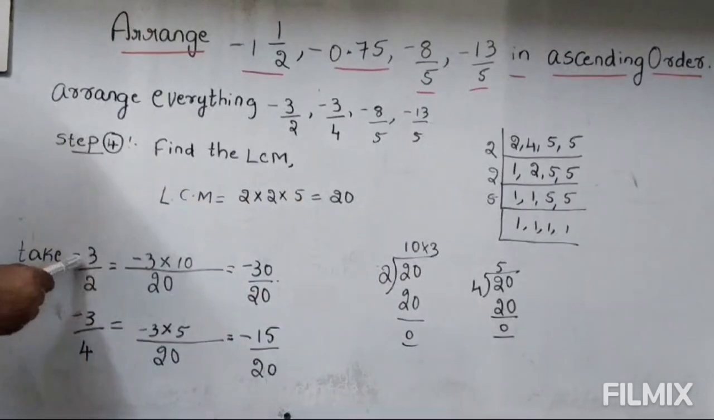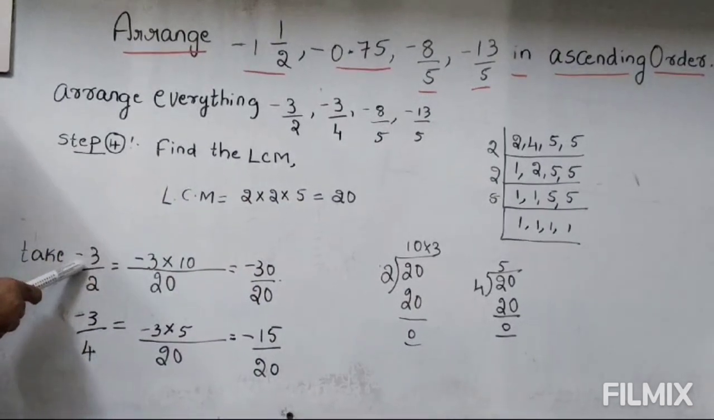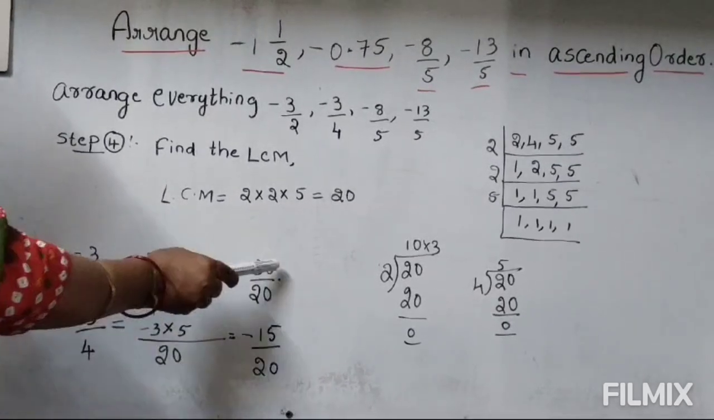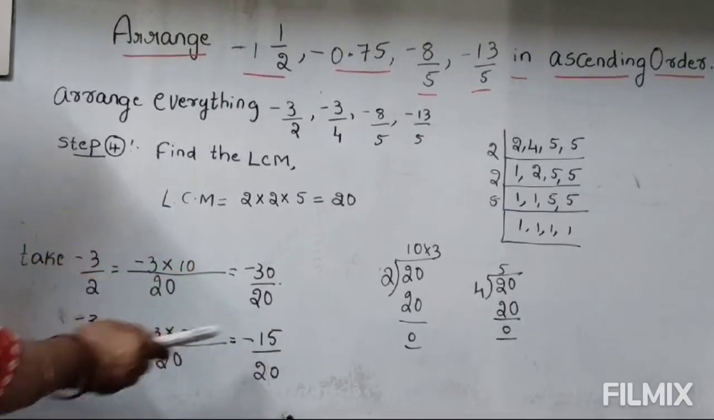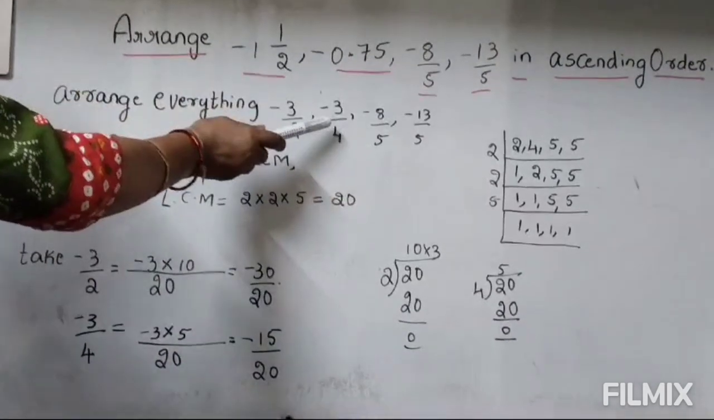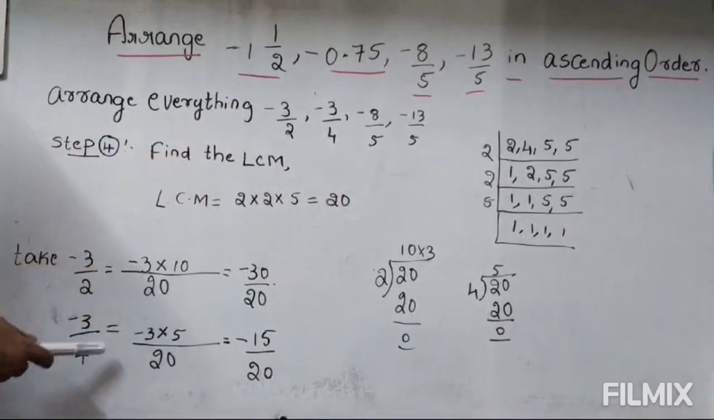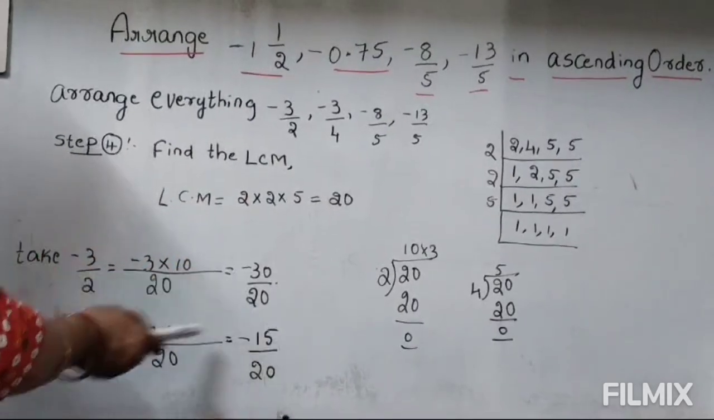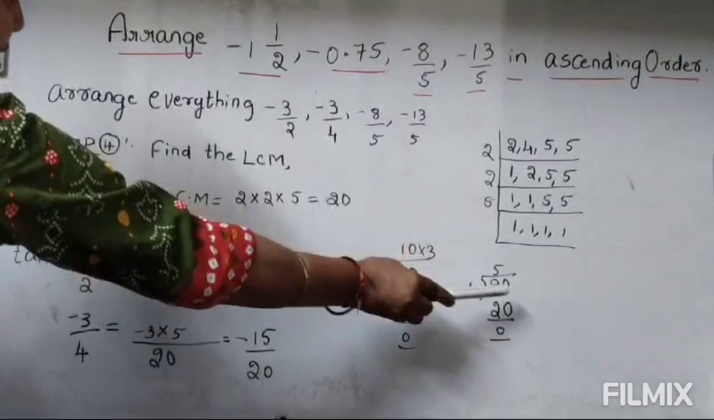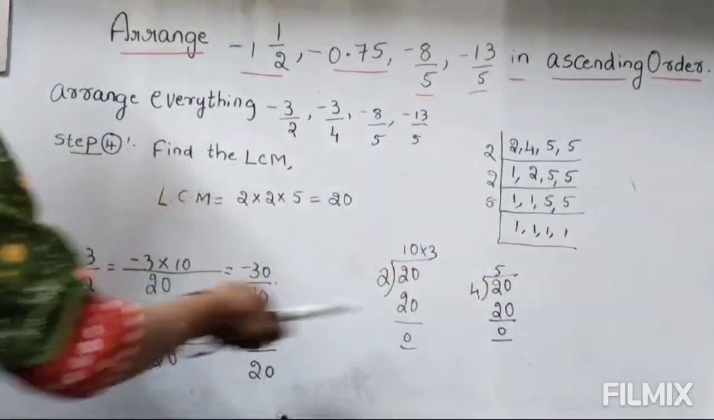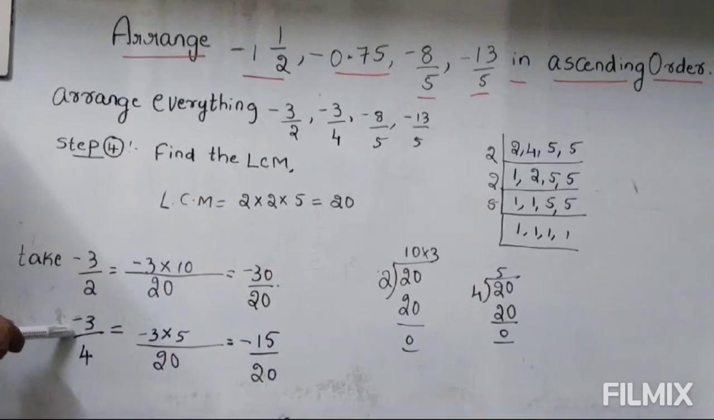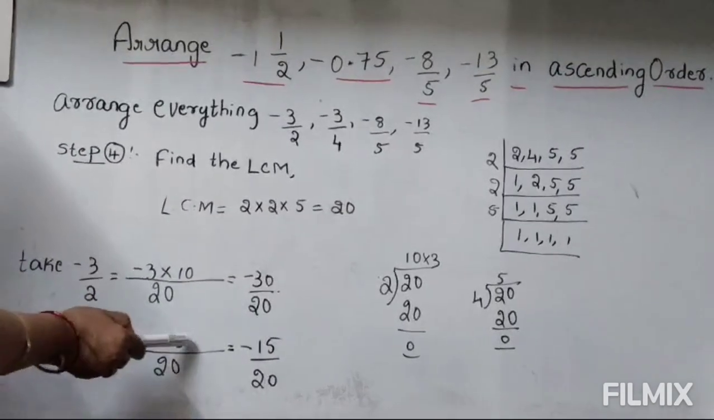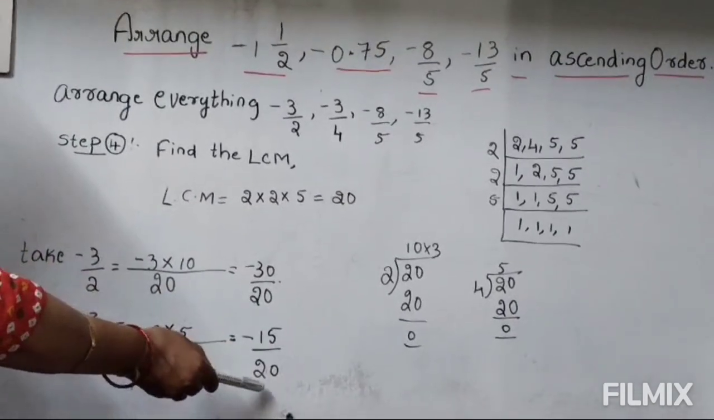That 10 should be multiplied by this numerator. So what will be the answer? You have to retain this minus as it is. 3 10s are 30, so minus 30 by 20. Understood? Similarly, for this minus 3 by 4 equals, you have to divide again this LCM part, 20 divided by 5. 5 4s are 20, 0. This 4 should be multiplied by this numerator, minus 3 into 5, which is equal to 3 5s are 15, minus 15 by 20.